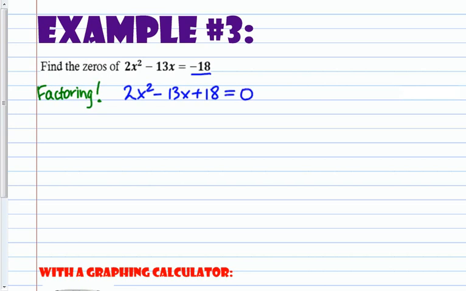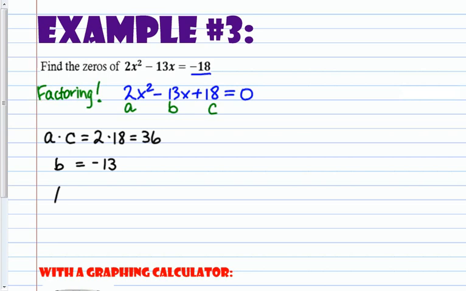Now, if you recall from Algebra 1, the first coefficient is called a, the second coefficient is called b, and the last number is called c, the constant. Now, factoring, there's an easy way to do this. You just have to remember how to. You take the a number and the c number and you multiply them. So in this case, a is 2 and c is positive 18. So you multiply those numbers and we get 36. Then you figure out, okay, what is b? And b is negative 13.